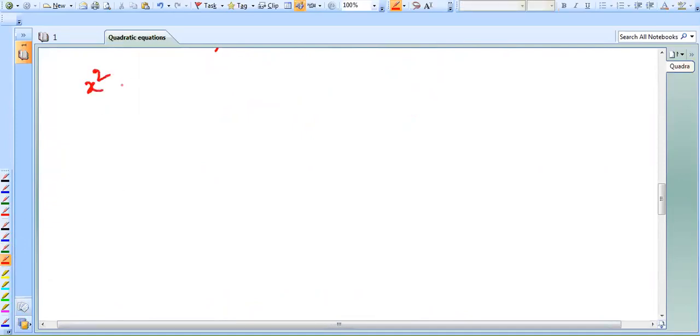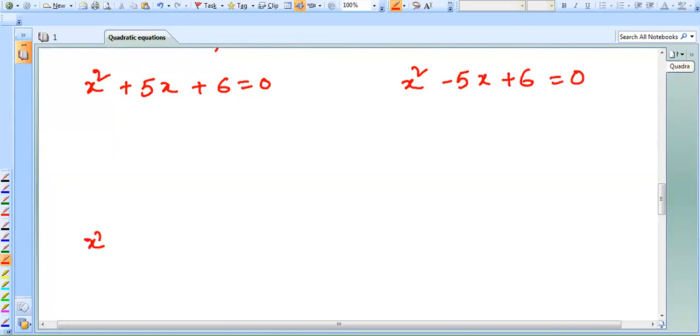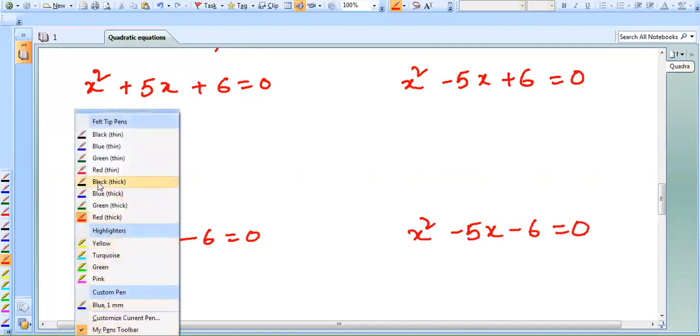Like x square plus 5x plus 6 is equals to 0. X square minus 5x plus 6 is equals to 0. X square plus 5x minus 6 is equals to 0. X square minus 5x minus 6 is equals to 0. I'll tell you how to solve these questions. So see this, friends.